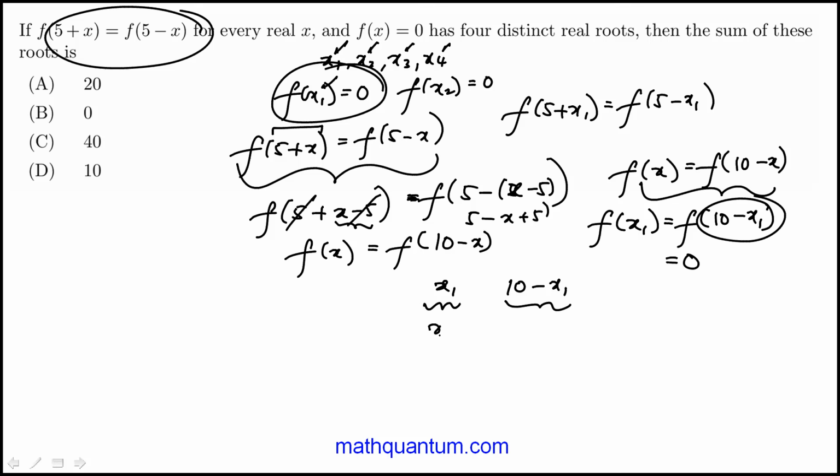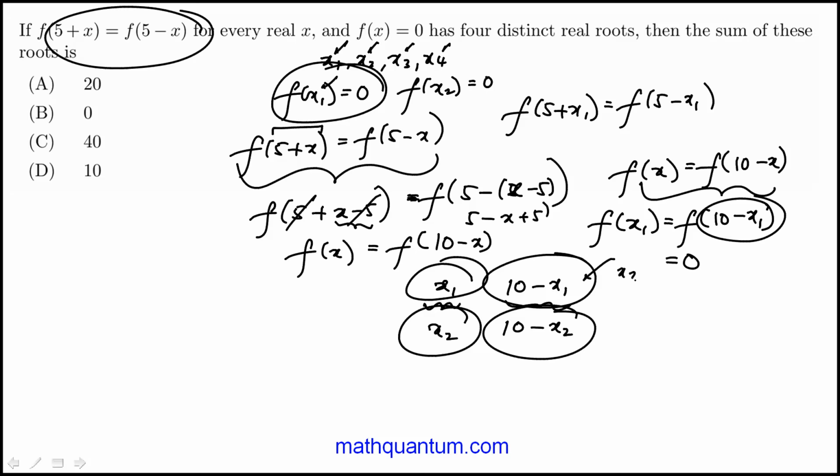And similarly, if x2 is a root, then the other one is 10 minus x2. And these are all distinct. You can call these x3, x4, it doesn't really matter. But the roots will have these relationships, and they're all distinct.